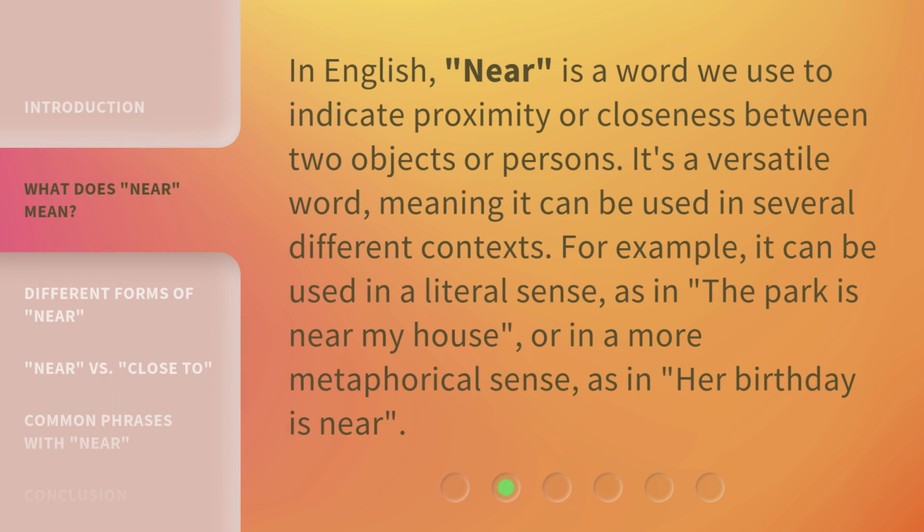In English, near is a word we use to indicate proximity or closeness between two objects or persons. It's a versatile word, meaning it can be used in several different contexts. For example, it can be used in a literal sense, as in, the park is near my house, or in a more metaphorical sense, as in, her birthday is near.